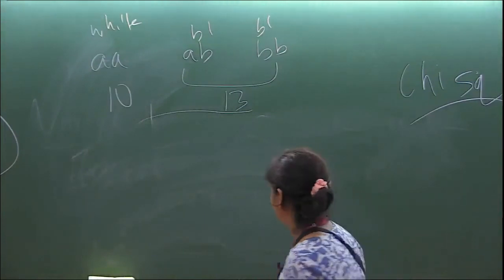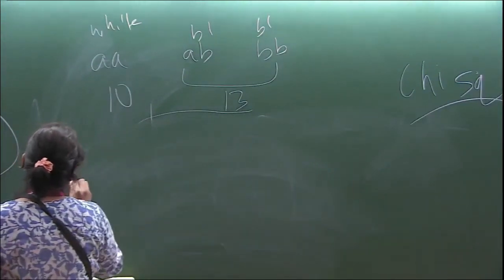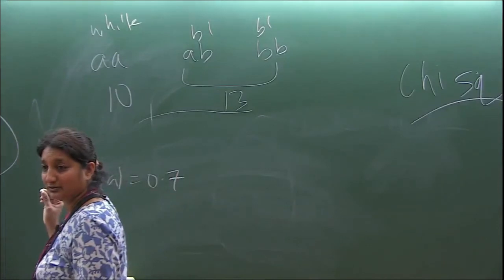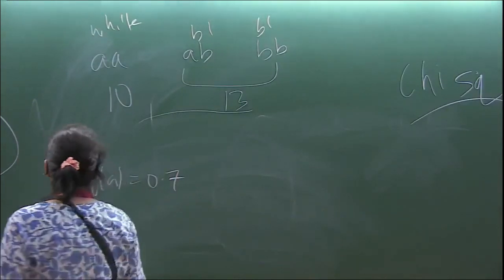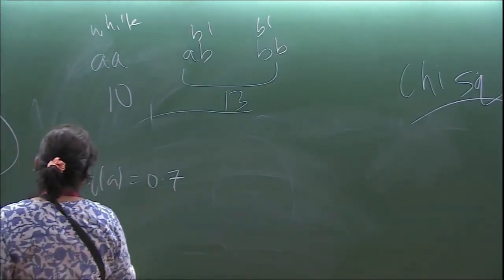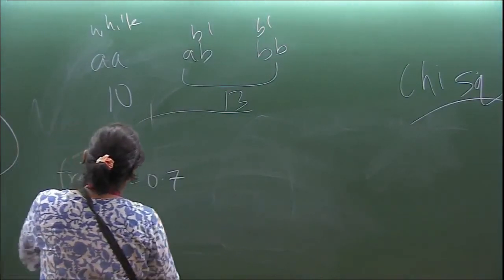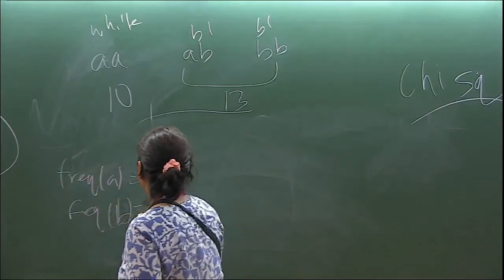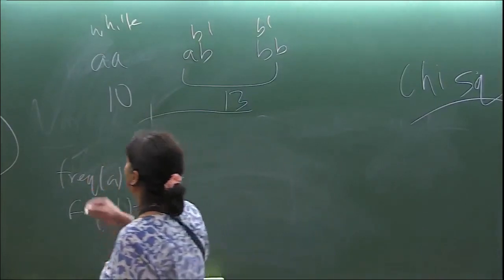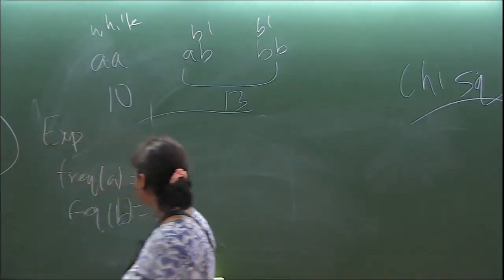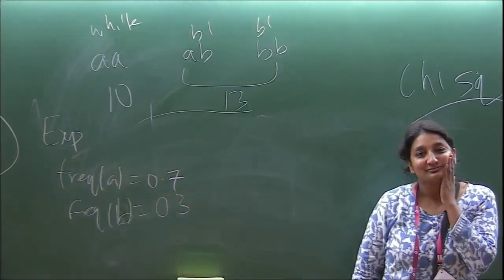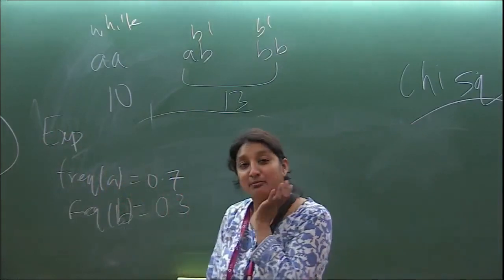The frequency of white is 0.7, the square root of 10 by 23, about square root of half or so. 0.7, okay. And the frequency of B is 0.3. So expected allele frequencies you can calculate. Sorry, expected genotype frequencies. What are they? 0.7 square, that's it.